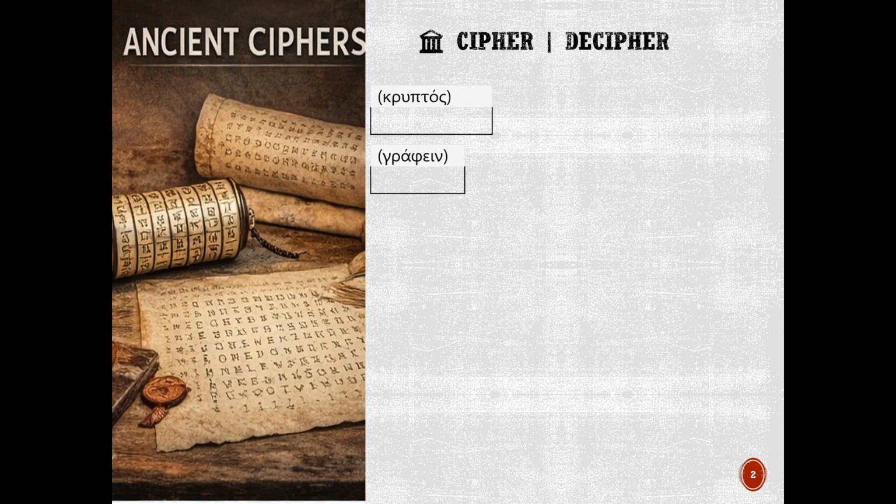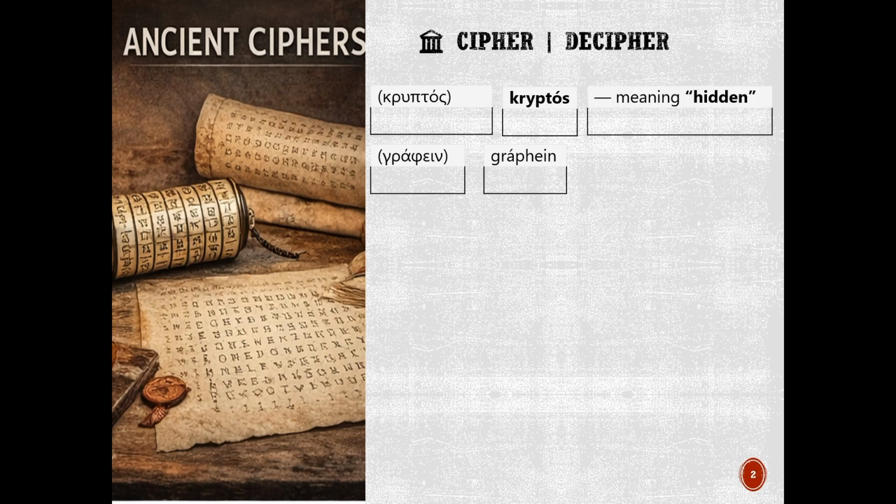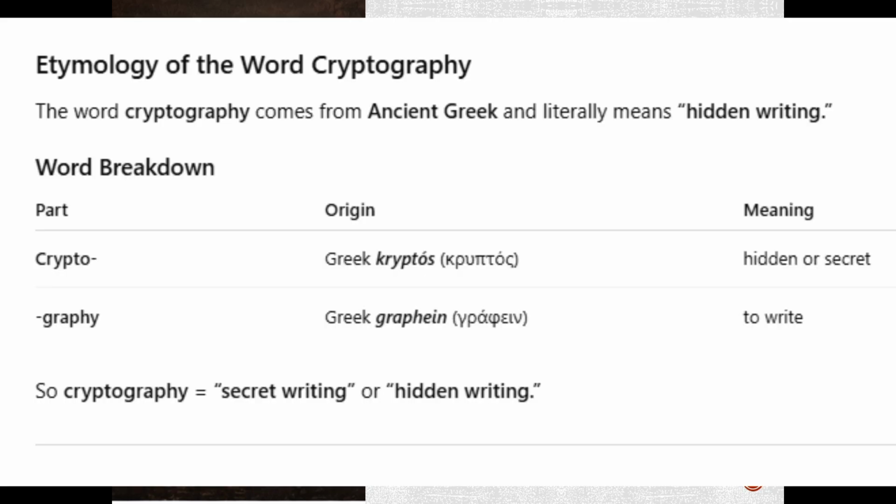Cryptography is formed from two distinct words put together, both taken from Greek. Crypto means hidden, and graphy means to write or writing. So, in essence, cryptography means hidden writing.